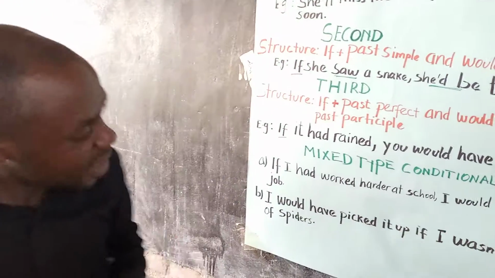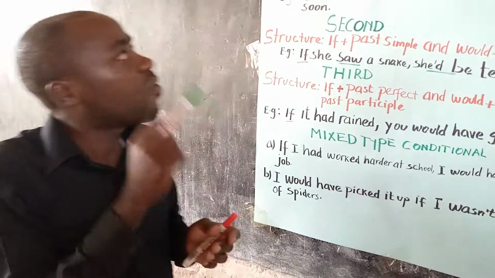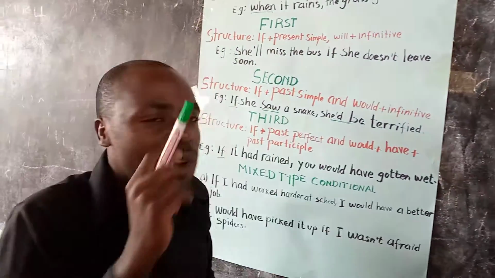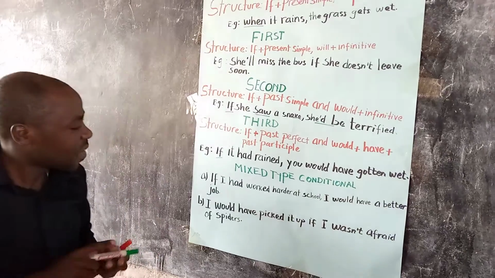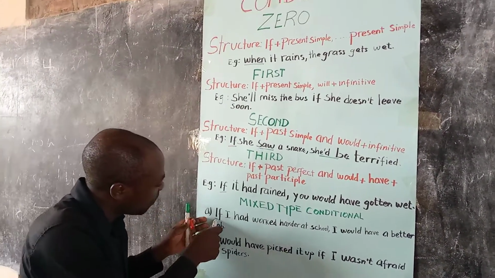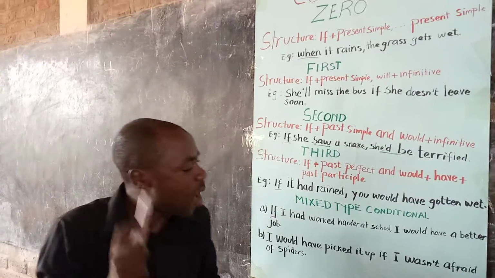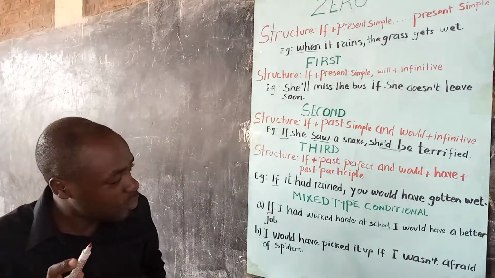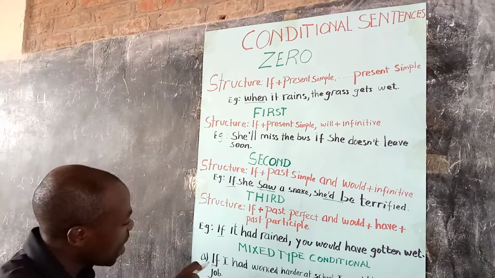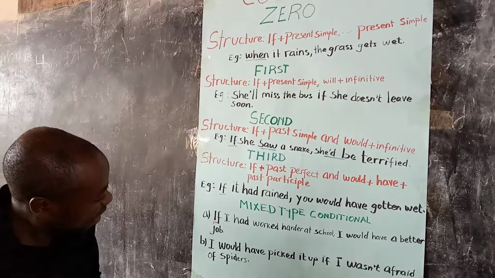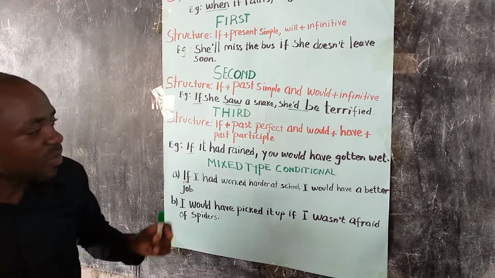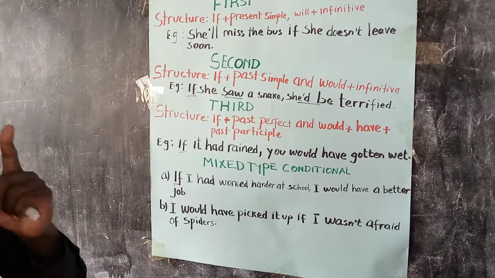Now we have the last type of conditional sentence, which is the mixed type conditional sentence. Okay, example number one, we have: if I had worked harder at school, I would have a better job. If I had worked harder at school, I would have a better job.